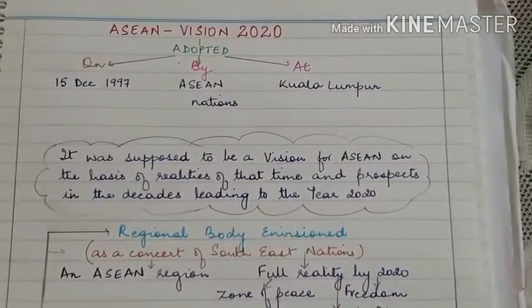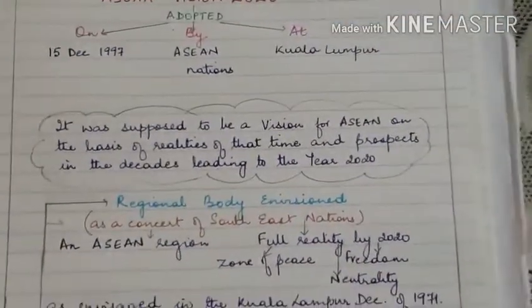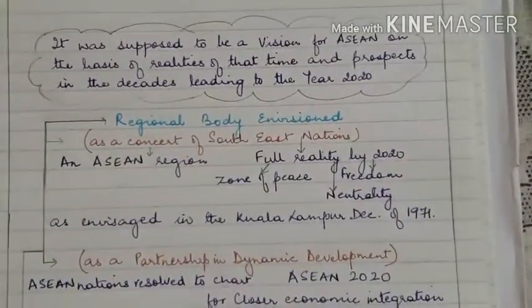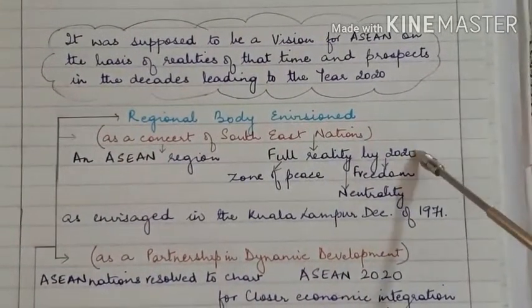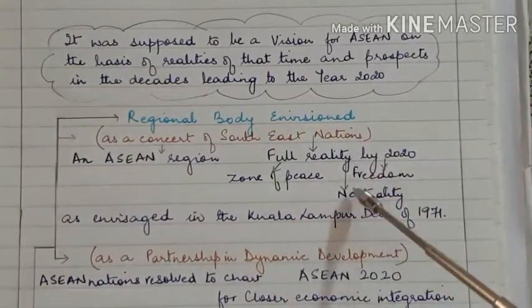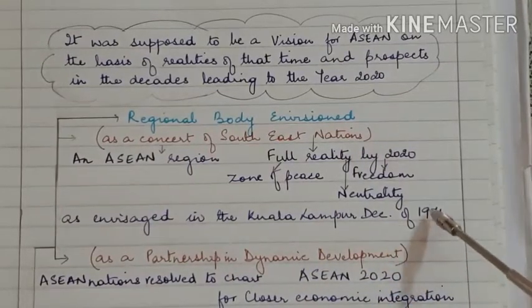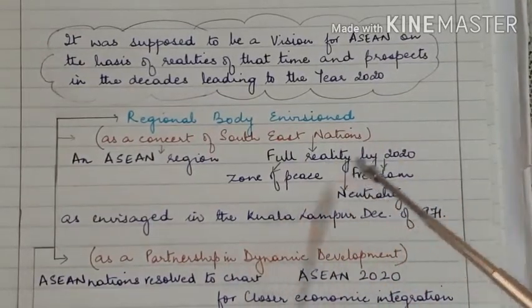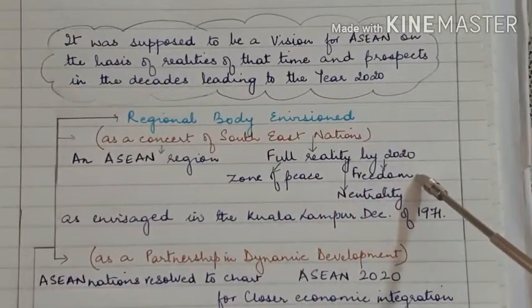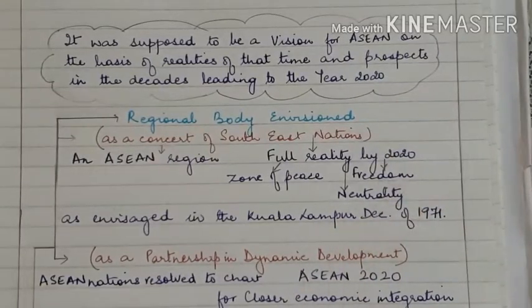The regional body had envisioned a concert of Southeast Asian nations, an ASEAN region that by 2020 would be a zone of peace, freedom and neutrality. This was envisioned in Kuala Lumpur that the ASEAN region will be a zone of peace, it will be free, it will foster freedom and it will also foster neutrality.